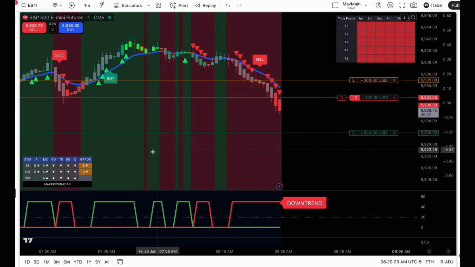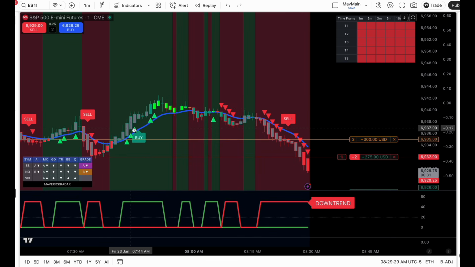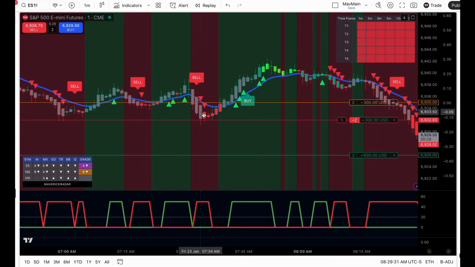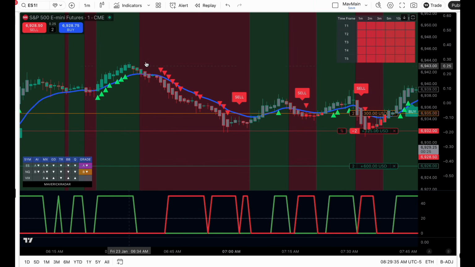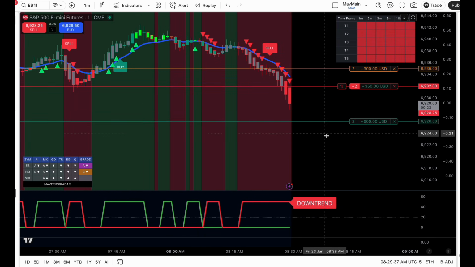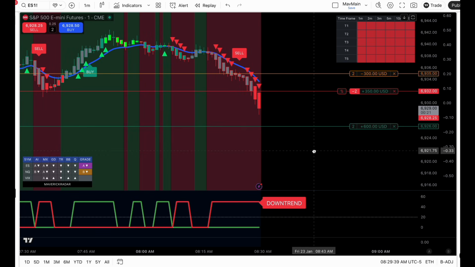Price is below the blue line, below the Maverick guide. When price is below this blue line, we like to go short. When price is above the blue line, we like to go long. Short, long, short, long, you get the point. And we're just testing this. I am on a paper account because we are just continuing to test this so I can get this in your all's hands.